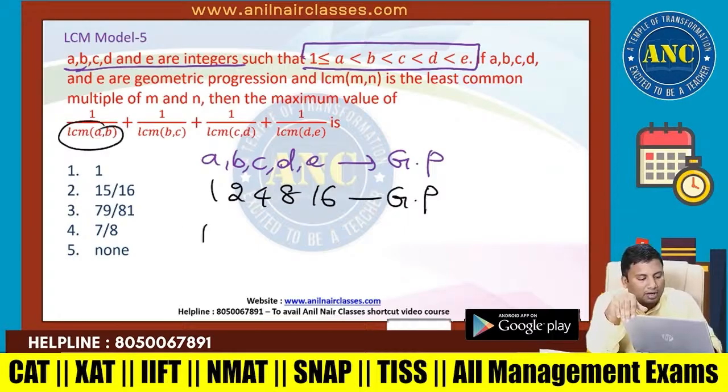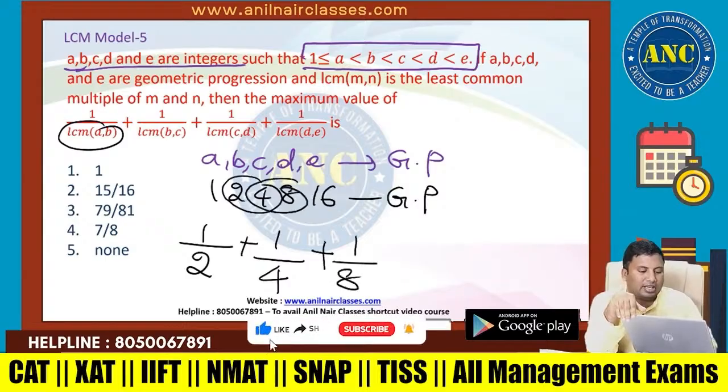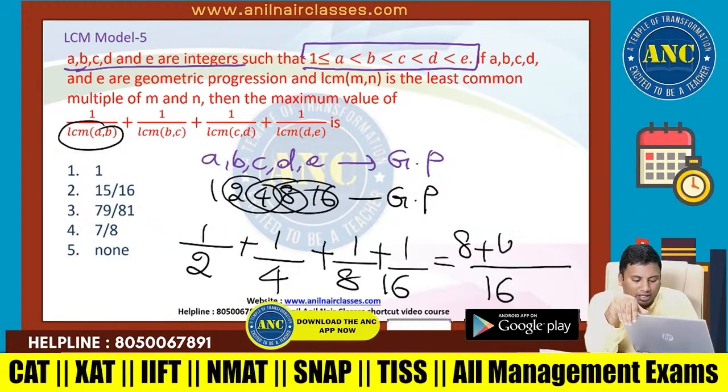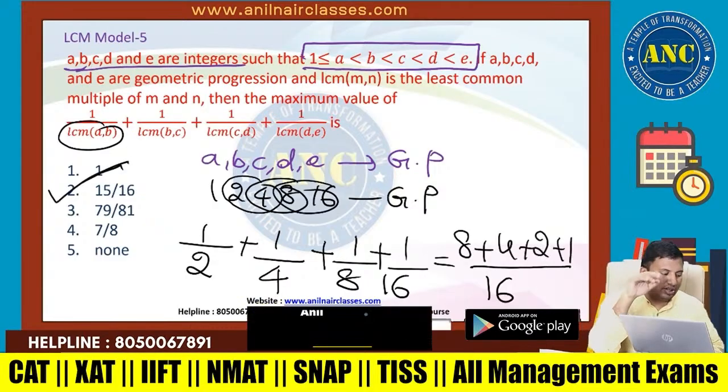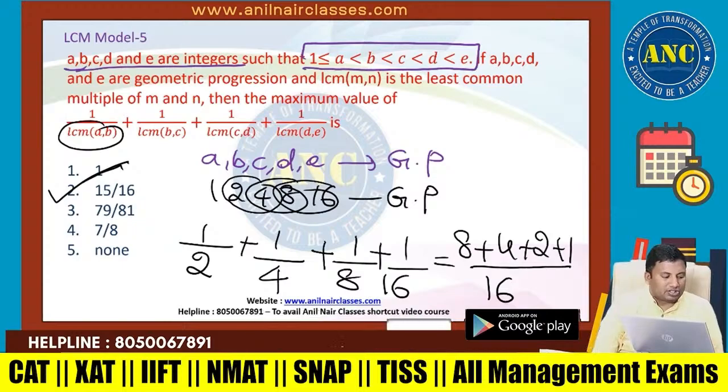LCM of A comma B: LCM of 1 comma 2 is 2. LCM of B comma C: LCM of 2 comma 4 is 4. LCM of C comma D is 8. LCM of D comma E is 16. 2, 4, 8, 16. So if I take 16, 8 plus 4 plus 2 plus 1, the answer is 15 by 16.